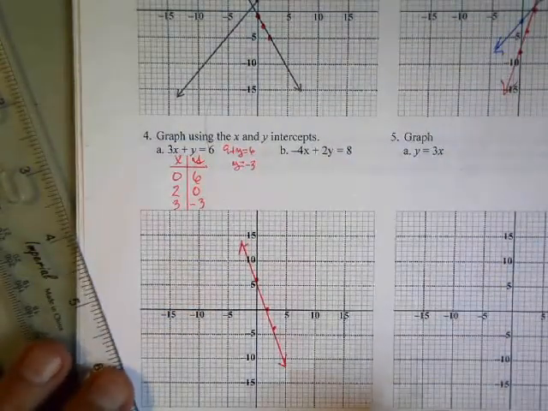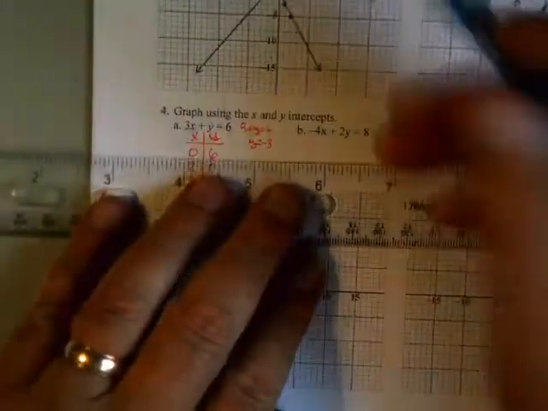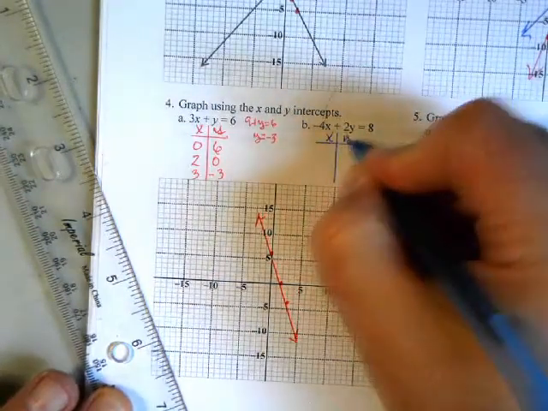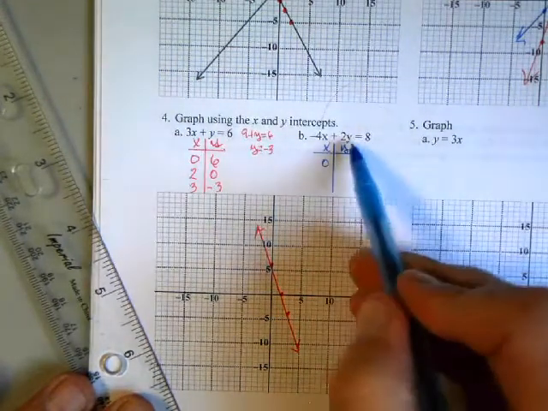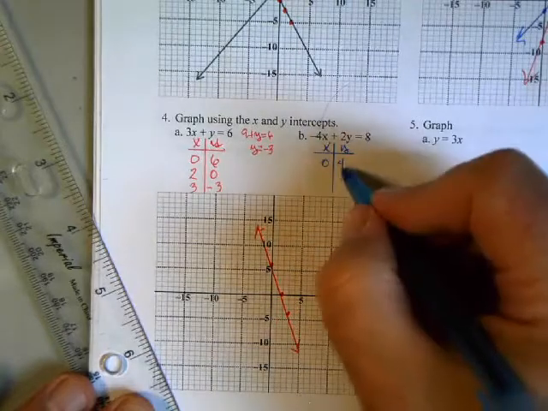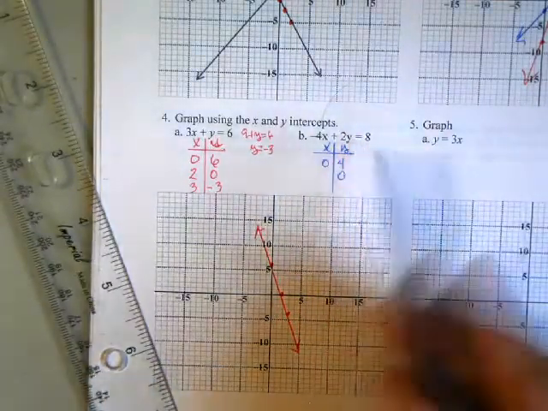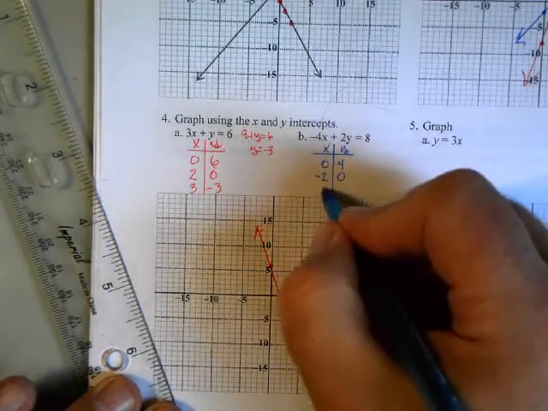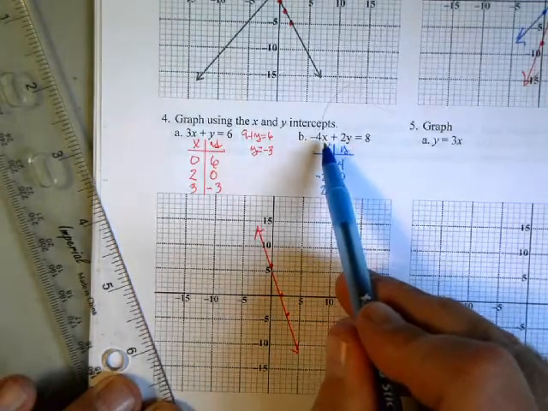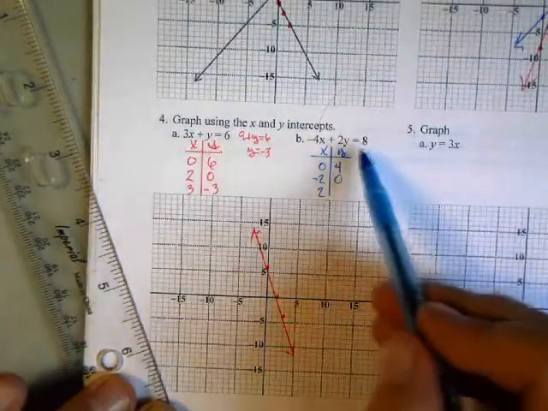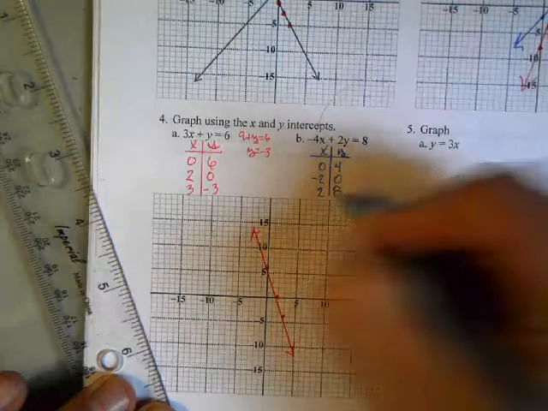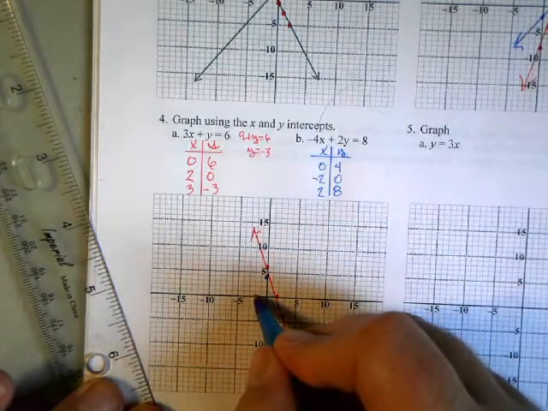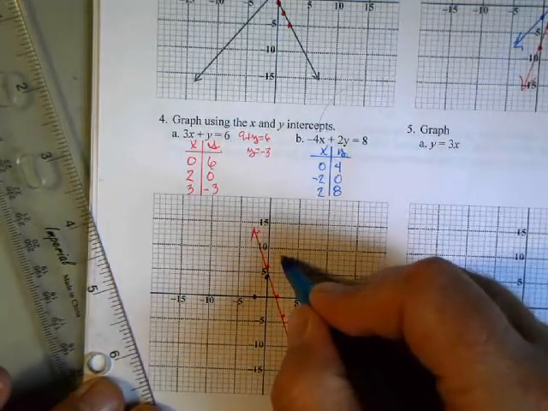And the second one here, let's do the same thing. Okay, make a little t. X, y. So if x is 0, then I'm left with 2y equals 8, so y is 4. If y is 0, then I have negative 4x equals 8, so x is negative 2. And then just to put in a third value, I'm going to let x equal 2. So that'll give me negative 4 times 2, which is negative 8. Bring it to the other side, becomes a positive 8, so 2y will equal 16. Y will equal 8. And so let's see, 0, 4, right there. Negative 2, 0, right there. And 2, 8 up here. And so there is the second one.